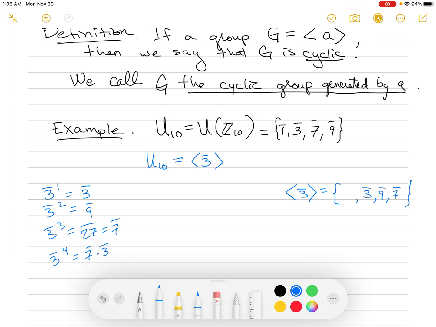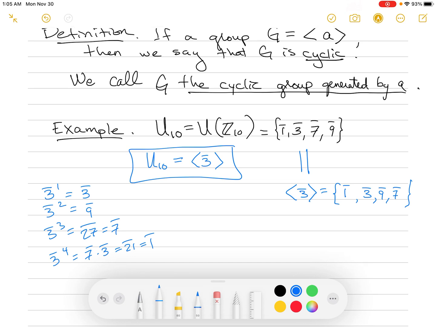And 3 bar to the fourth power, that's going to be 7 bar times another 3 bar. It's going to be 21 bar, but reduce that modulo 10, you're back to 1 bar. So 3 bar, 1, 3, 9, 7 is the same thing as U10. These are the same. So that means U10 is equal to the angular brackets of 3 bar.